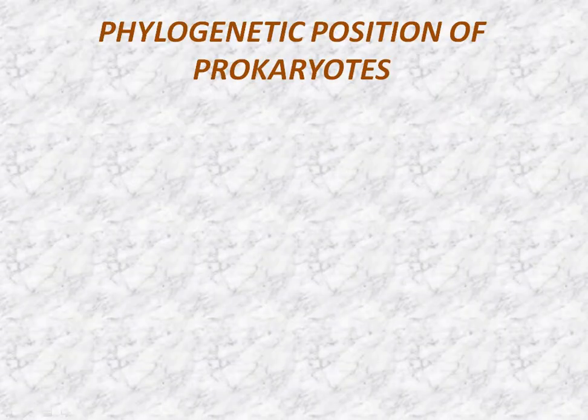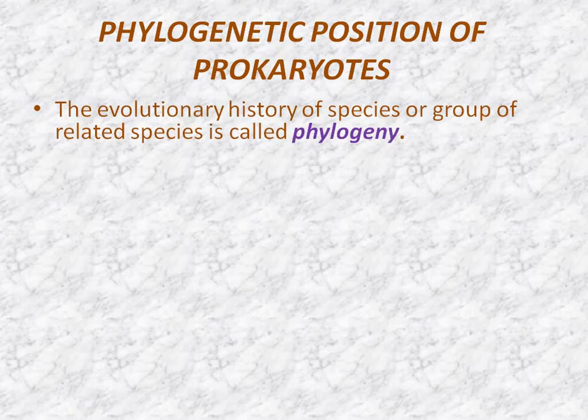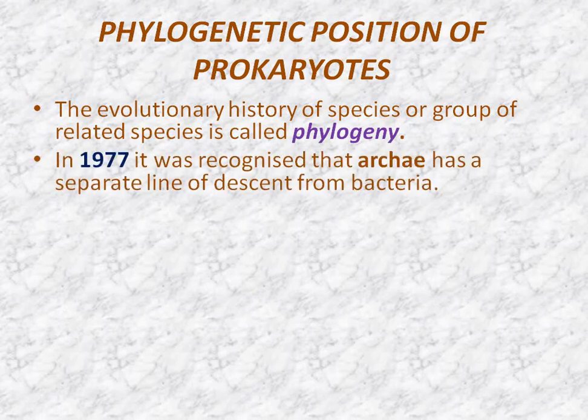Now, the phylogenetic position of prokaryotes. The evolutionary history of species or groups of related species is called phylogeny. In simple words, this means ancestral history. In 1977, it was recognized that Archaea has a separate line of descent from bacteria, means Archaea evolved separately from bacteria, although both are prokaryotic, unicellular, and similar to each other.